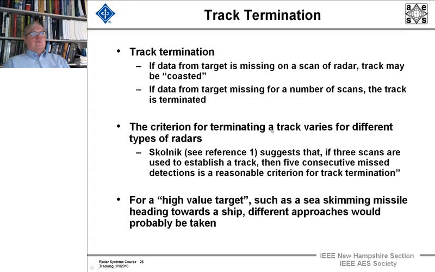Now, the criteria for terminating a track is going to vary on different types of radars. In Merrill Skolnik, he suggests that if three scans are used to establish a track, then five consecutive missed detections are a reasonable criterion for track termination. For a high-value target, such as a sea-skimming missile or a ballistic missile warhead coming towards a city, or a sea skimmer heading towards a ship, different approaches would probably be taken.